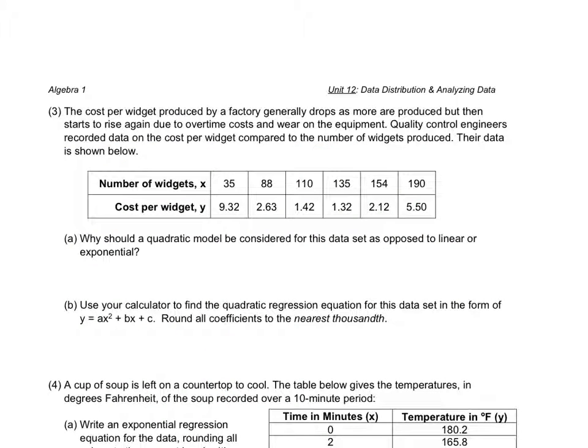They got it. The cost per widget produced by a factory generally drops as more are produced, but then starts to rise again due to overtime costs and wear on the equipment. Quality control engineers recorded data on the cost per widget compared to the number of widgets produced. Their data is shown below. The number of widgets and the cost per widget. All right, so here they're asking us to describe why a quadratic would be the most appropriate approach.